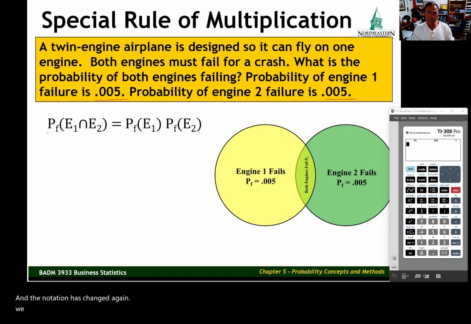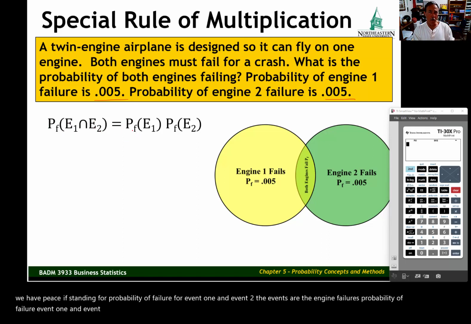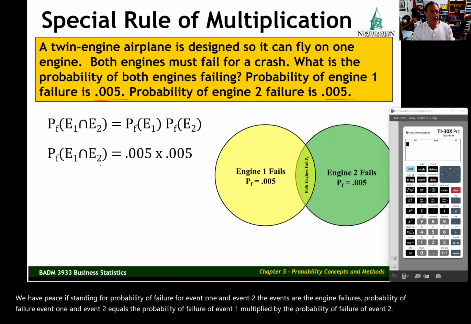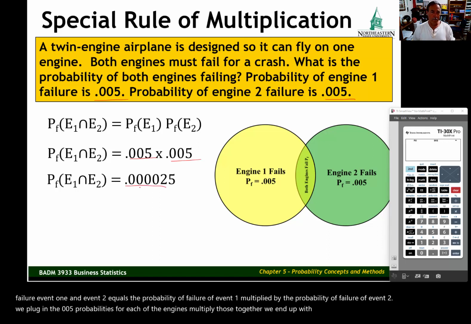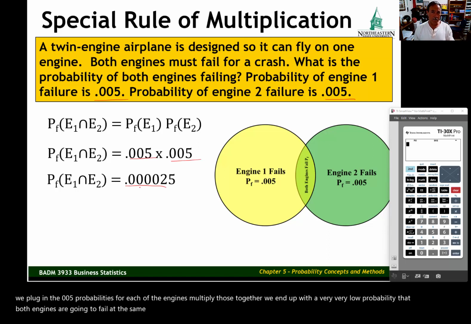We have P sub F, standing for probability of failure for event 1 and event 2. The events are the engine failures. Probability of failure, event 1 and event 2, equals the probability of failure of event 1 multiplied by the probability of failure of event 2. We plug in the 0.005 probabilities for each of the engines and multiply those together. We end up with a very, very low probability that both engines are going to fail at the same time and result in a problem for the aircraft and for those people who are traveling on the aircraft.